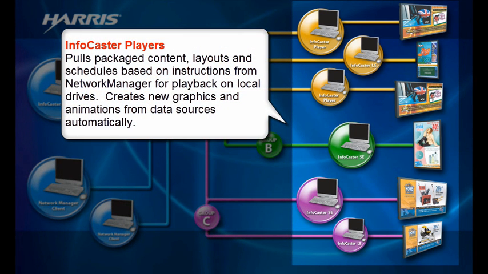InfoCaster Player pulls content as instructed by the Network Manager. The content then plays locally from the player machine for best performance and quality. The player also automates content creation by connecting to data sources and then creating updated content locally in broadcast quality.